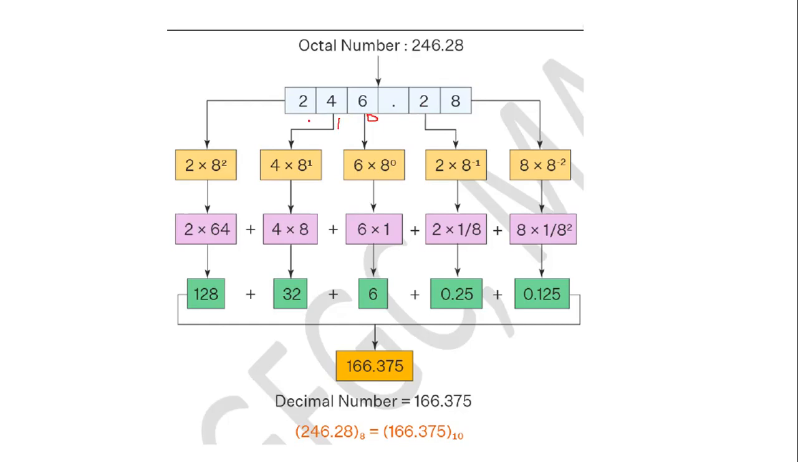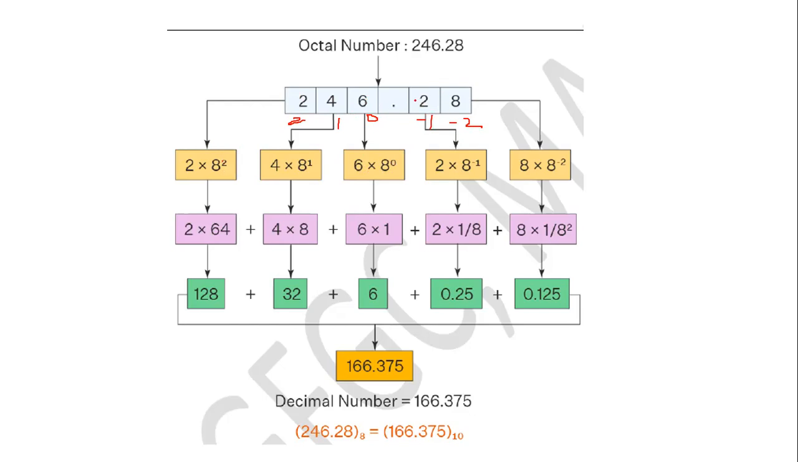This position is 1. This position is 2. And this position is going to be -1. This position is going to be -2. Now you work it out. When I start with this, 6 means 6 into 8 to the power of 0. 4 is 4 into 8 to the power of 1. 2 is 2 into 8 to the power of 2.